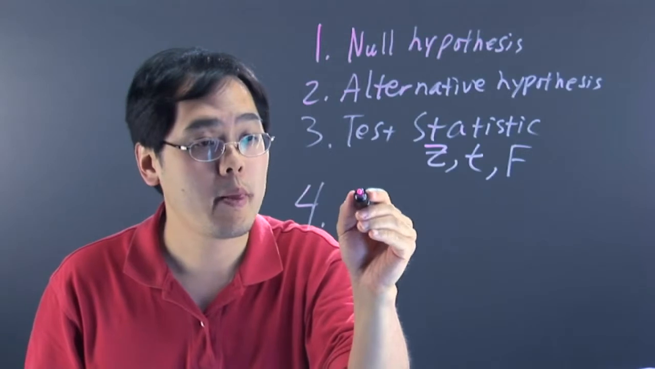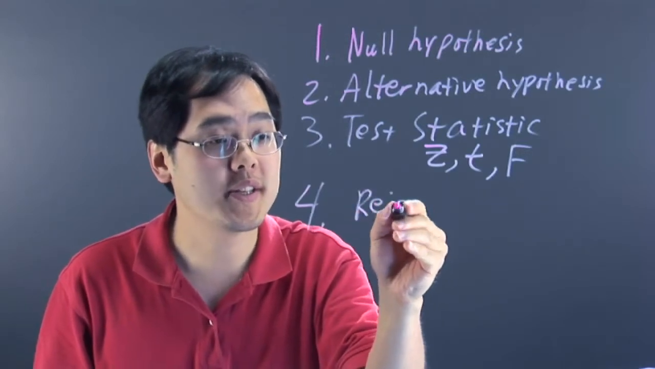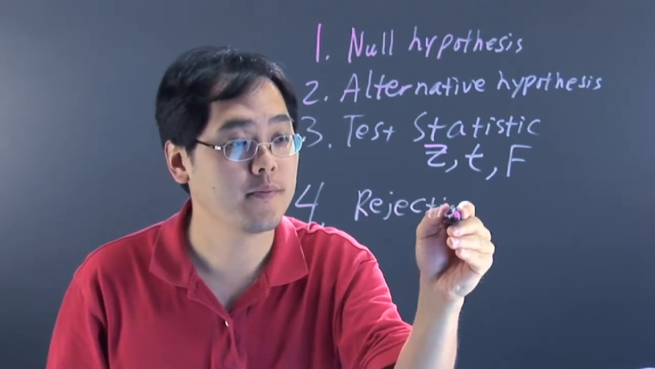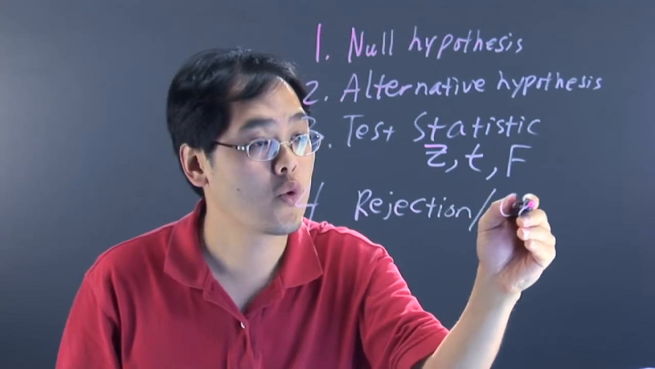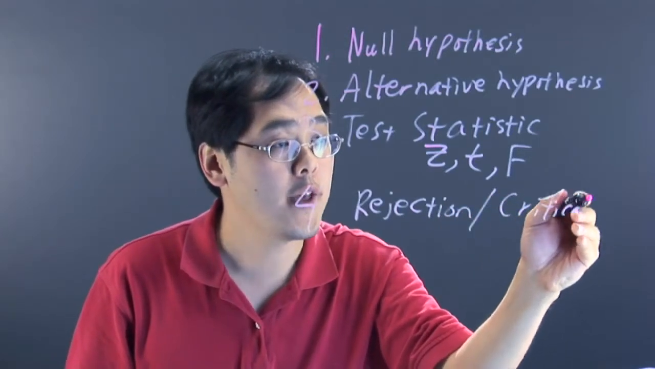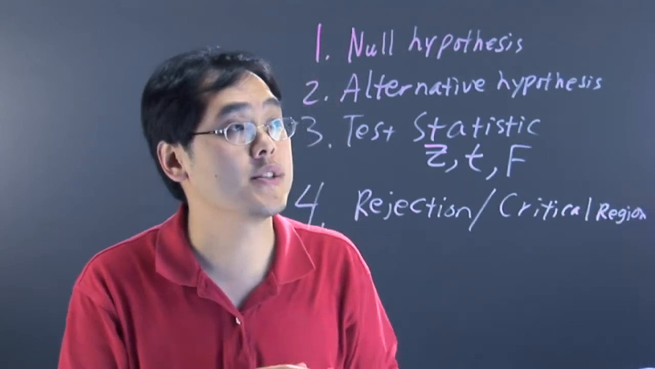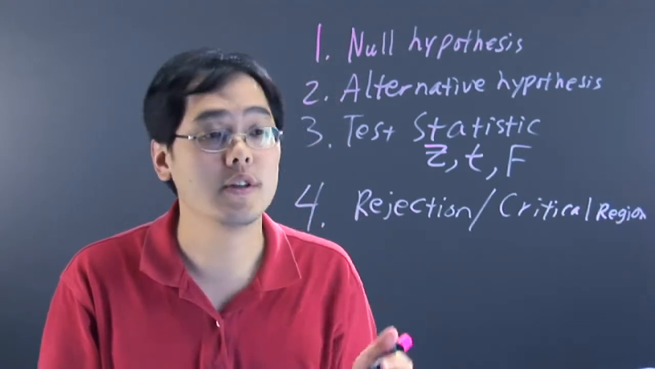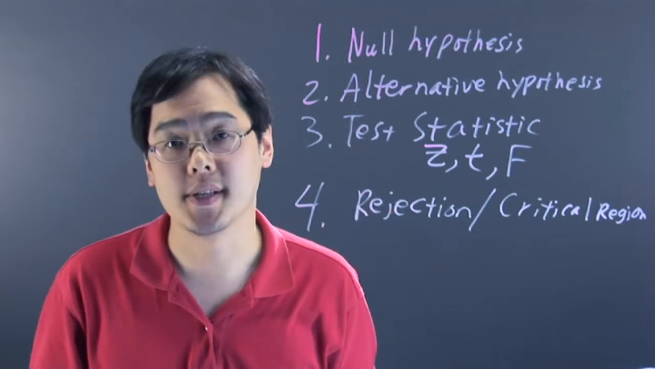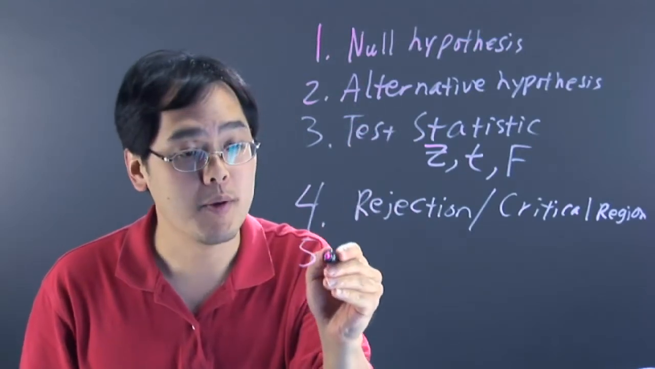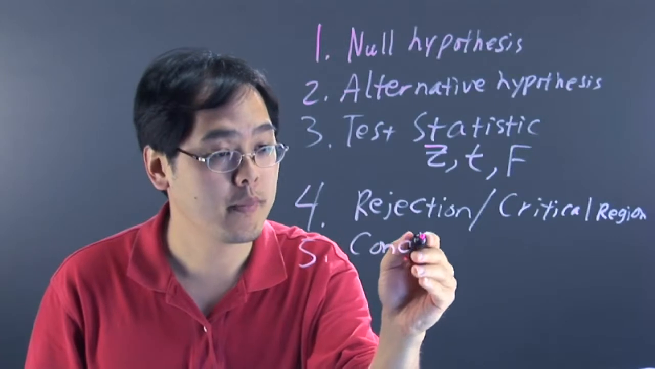Now, you want to then establish the rejection or critical region. Now, the rejection region is simply the circumstances that you would reject the null hypothesis. And then number 5 is the conclusion.